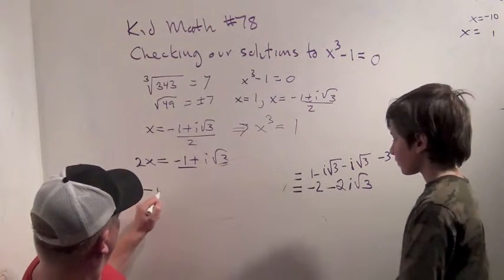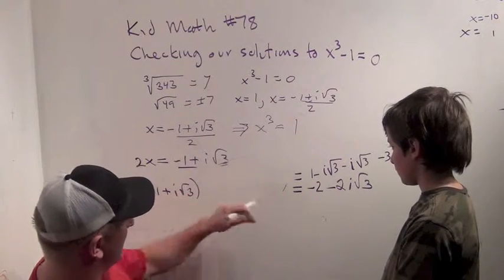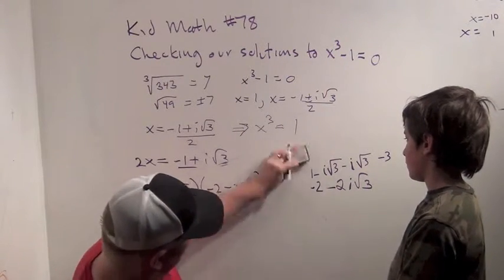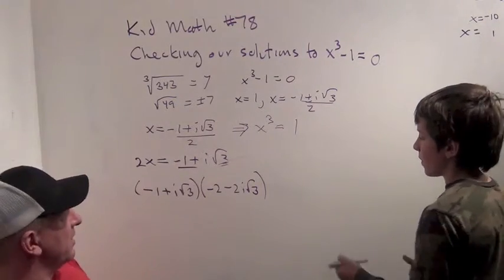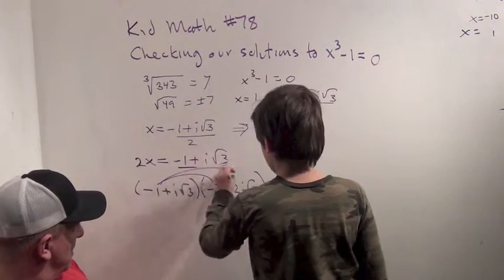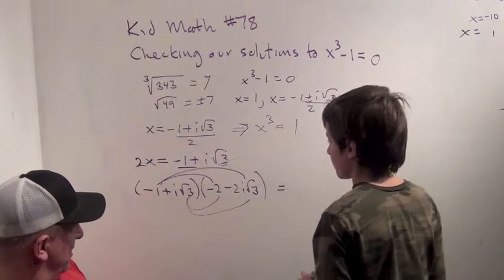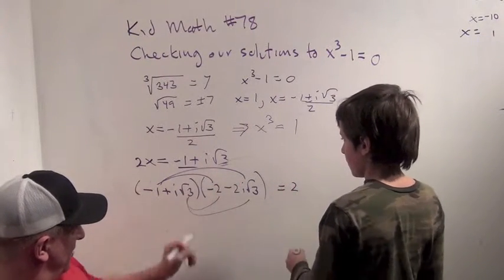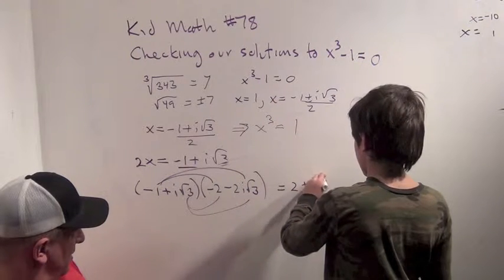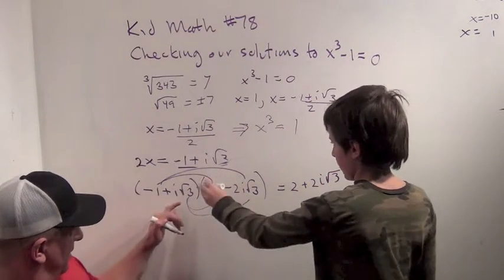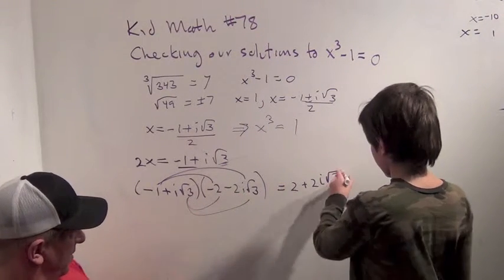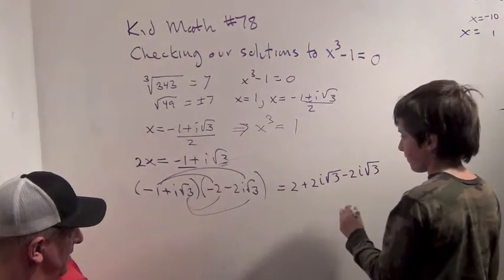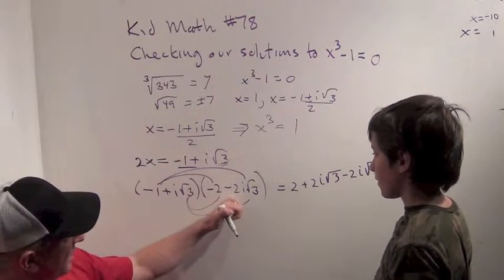So we have minus 1 plus i times the square root of 3, times minus 2 minus 2i times the square root of 3. Sorry to erase, but that's what we do. What do we get when we multiply out? We have 2, from minus 1 times minus 2. Then plus 2i times the square root of 3. Then we have negative 2i times the square root of 3. Now this one's complicated: i times the square root of 3 times minus 2i times the square root of 3.